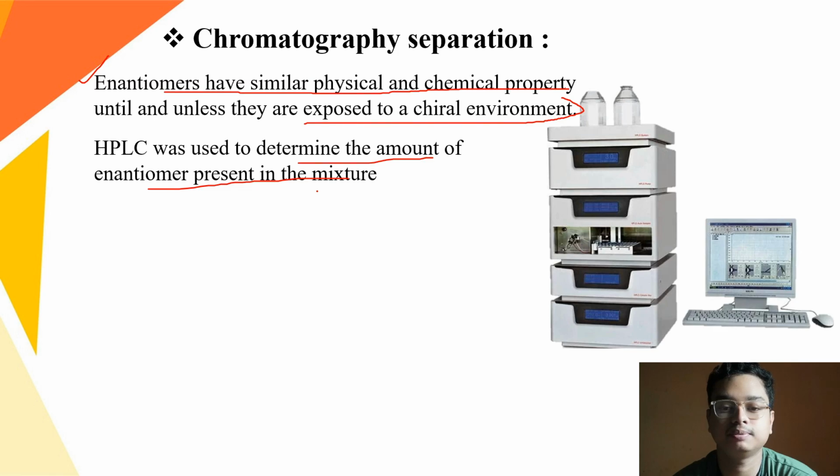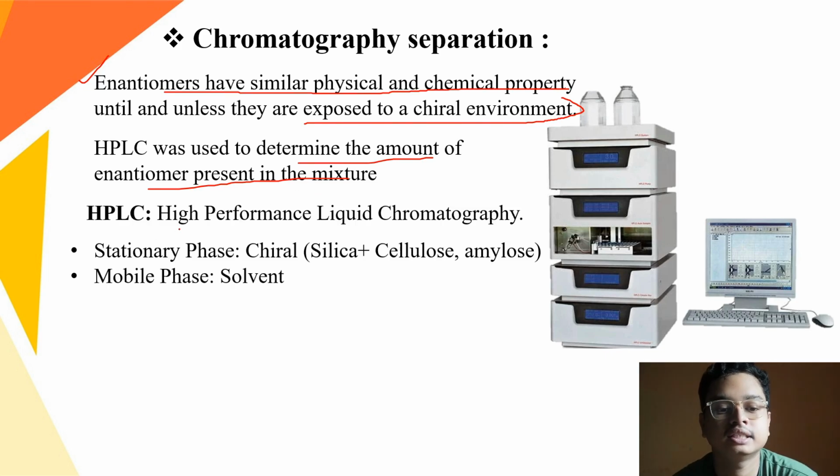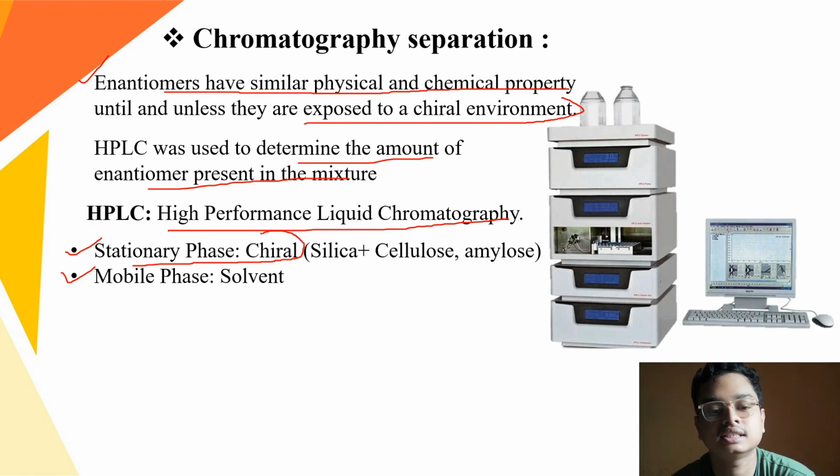What is interesting about HPLC is that it can do what a normal column can't. HPLC stands for high performance liquid chromatography, and in any kind of chromatography there are two phases, the stationary phase and the mobile phase, which we will discuss in brief in our analytical lectures. Okay, so in HPLC the stationary phase is chiral. The chirality can come from adding some kind of cellulose and amylose, which are natural chiral compounds, with silica, and the mobile phase is a solvent.